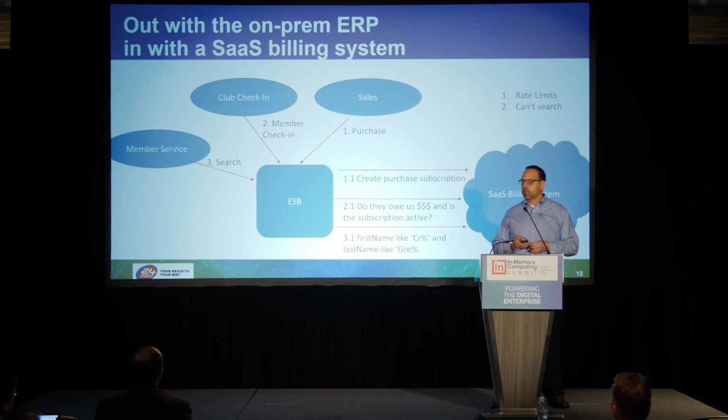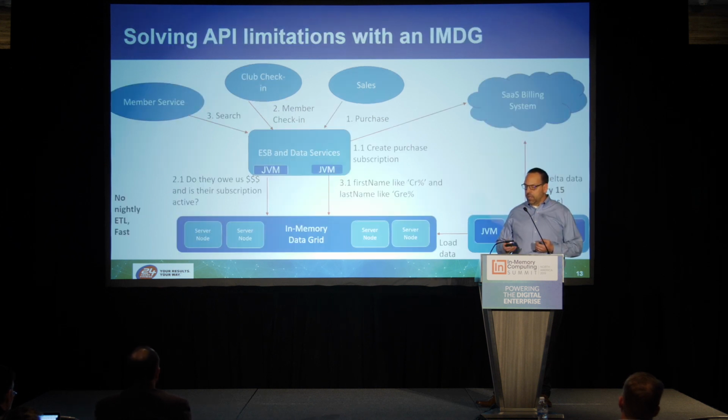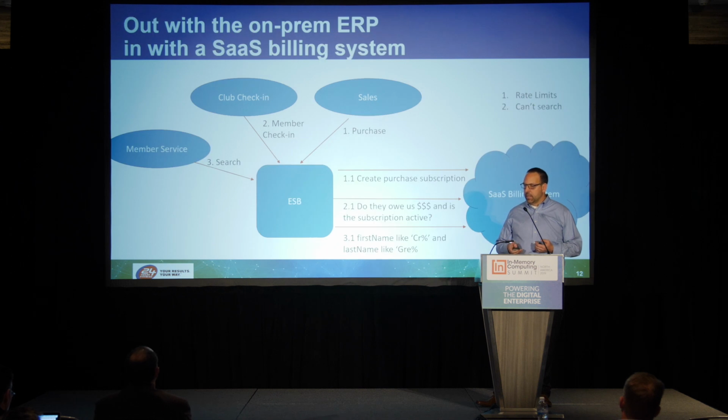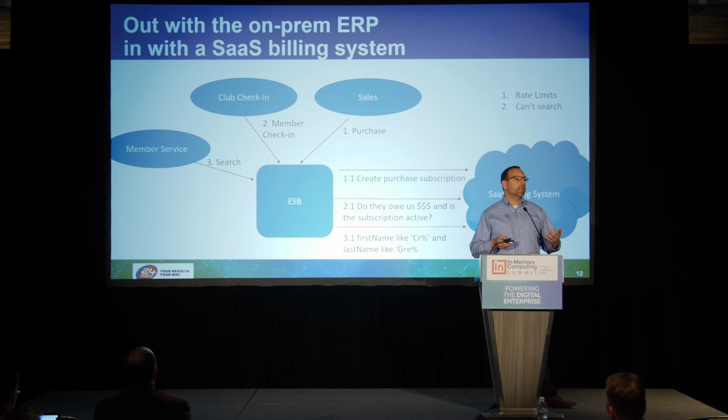We'd create a subscription from our apps, and we would be able to call their APIs, figure out if they owed us money, what subscription they have, should we let them in the club, should we ask them for payment at the front desk at the club. We can search them up. But what really happened is number 3.1 down there on the bottom right: as soon as you come to the front desk and we try to look you up with your first and last name, it wasn't able to do searches with the SaaS vendor's APIs.